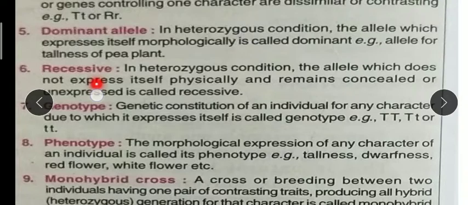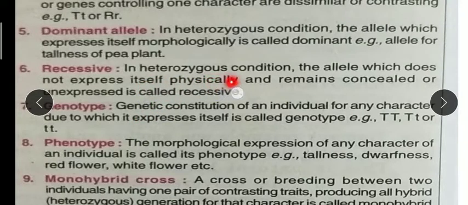Now what is recessive? Remember, this is the small letter. The recessive gene we always write with a small letter, a small alphabet. So in the heterozygous condition, the allele which does not express: we know in this case capital T is expressed and showing its character of tallness, whereas it suppresses the character of dwarfness, this small t. So this small t and small r, in the heterozygous condition, are the recessive ones, and capital T and R are the dominant alleles. So a very good example is given.